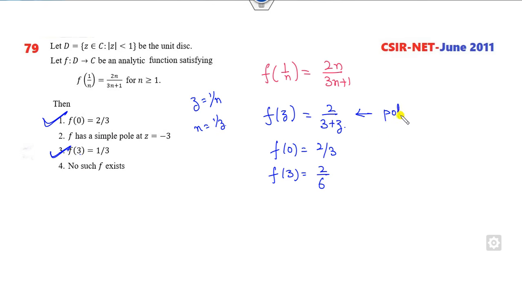How do you find the pole? You can put the denominator as 0. So z is minus 3. It is single, so it is a simple pole. It is satisfied. No such function exists, cancel out, because the function exists here. So the right answer is A, B and C.